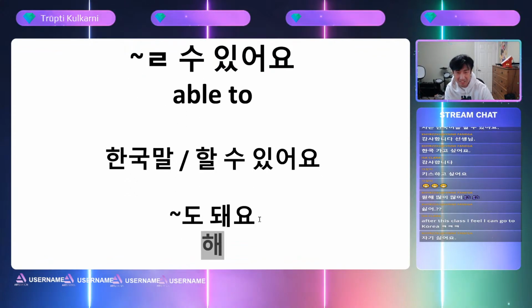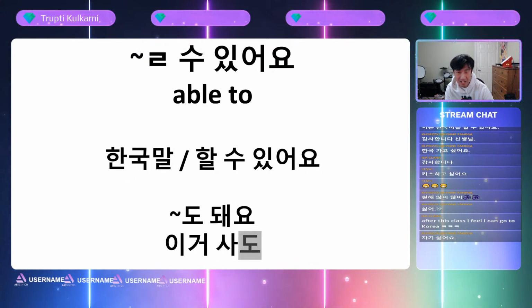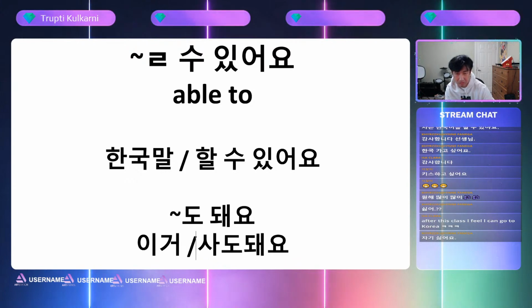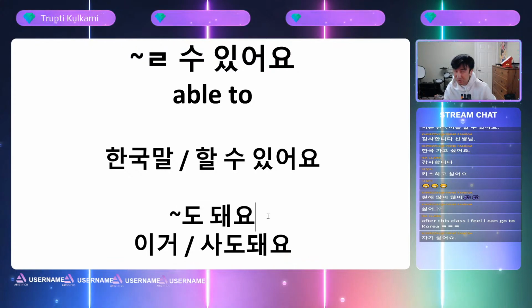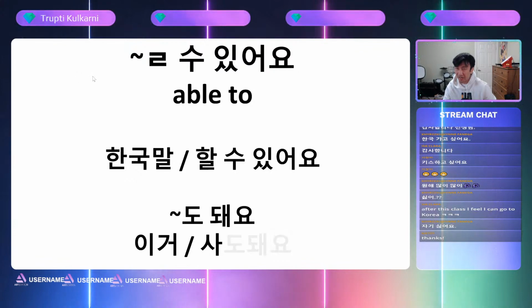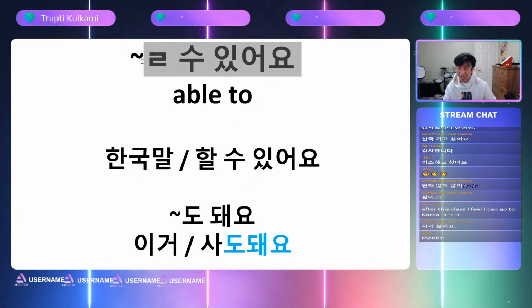there's another one like 이거 사도 돼요. This 도 돼요 also means can, but it means like you're allowed to. Like yeah, you can buy it, as in you're allowed to buy it. I give you permission to buy it. You know what I mean? So they both mean can, but 을 수 있어 is like you're able to. Like I can play soccer, I can play guitar, I can speak Korean, I can cook. So 을 수 있어 is more like an ability, a skill or something.